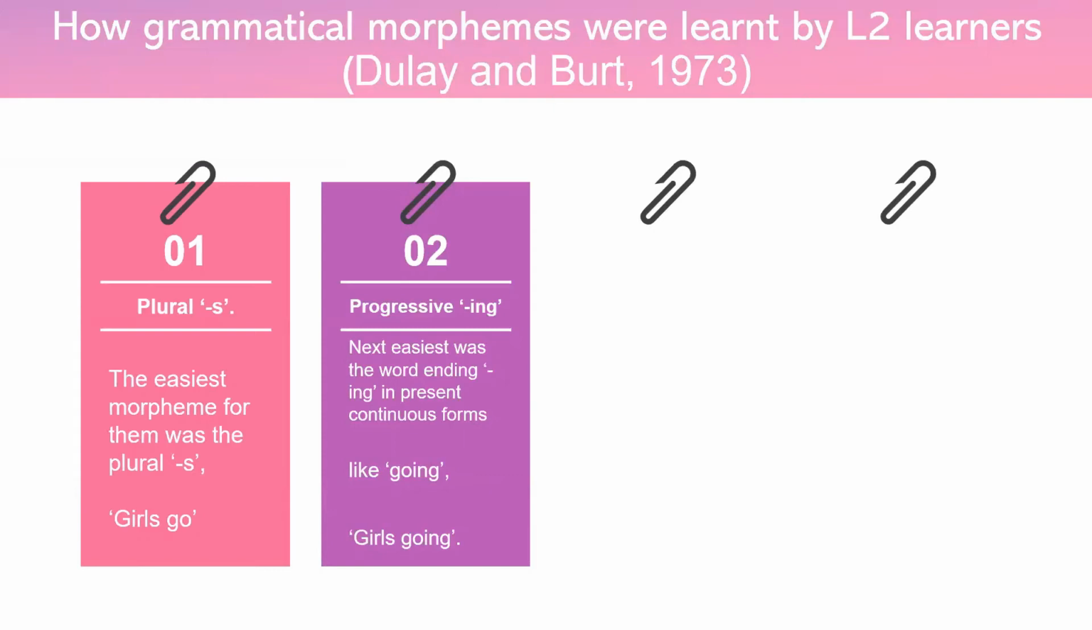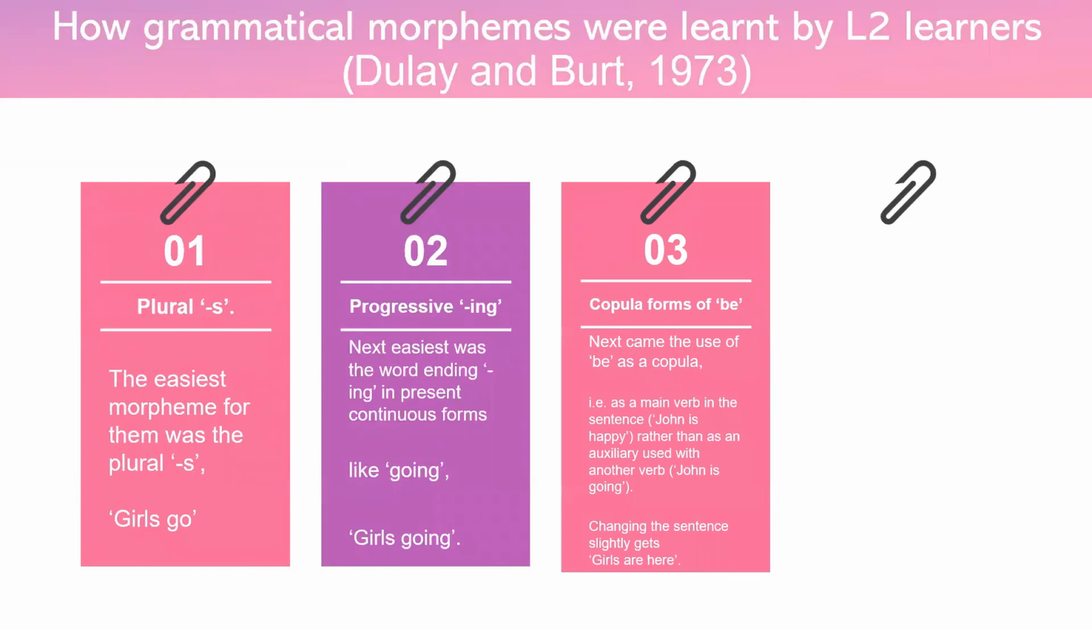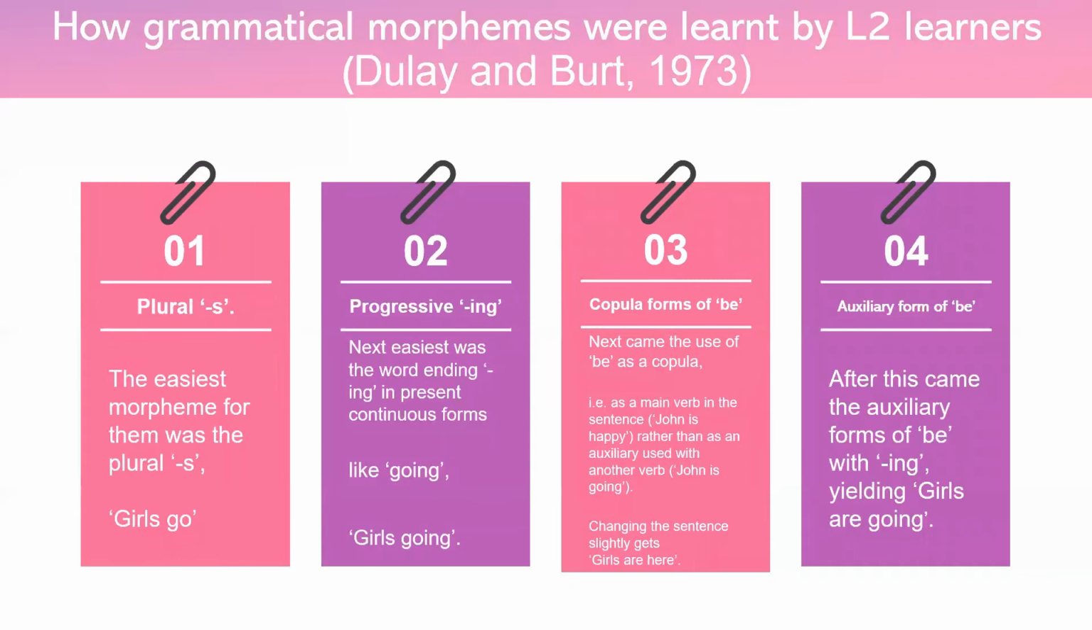Ending in -ing in present continuous forms like going, girls going. 3. Copula forms of be. Example: as a main verb in a sentence, John is happy, rather than as an auxiliary used with another verb. John is going. Changing the sentence slightly gets girls are here. 4. After this came the auxiliary forms of be with -ing, yielding girls are going.